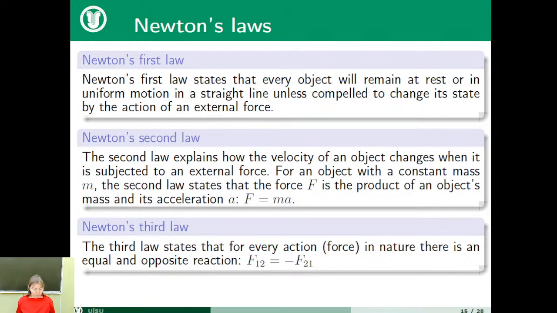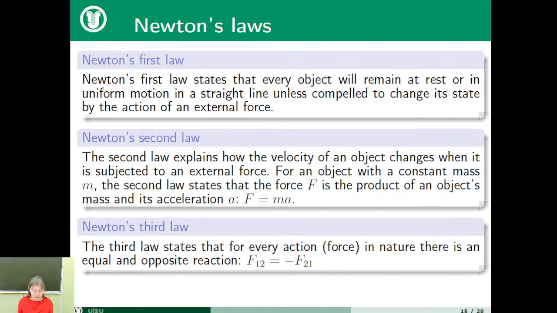Newton's second law. All the definitions, experiments, and observations we have discussed so far can be summarized in one neat statement. Newton's second law: the net force on a body is equal to the product of the body's mass and its acceleration. It's F net equal to m times a, mass and acceleration.